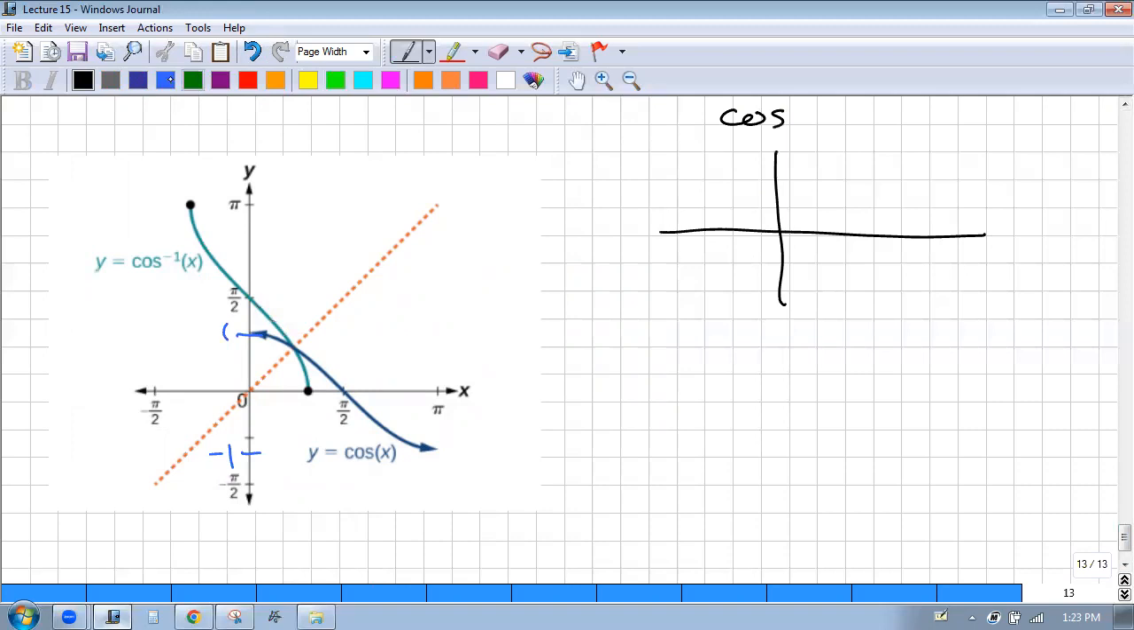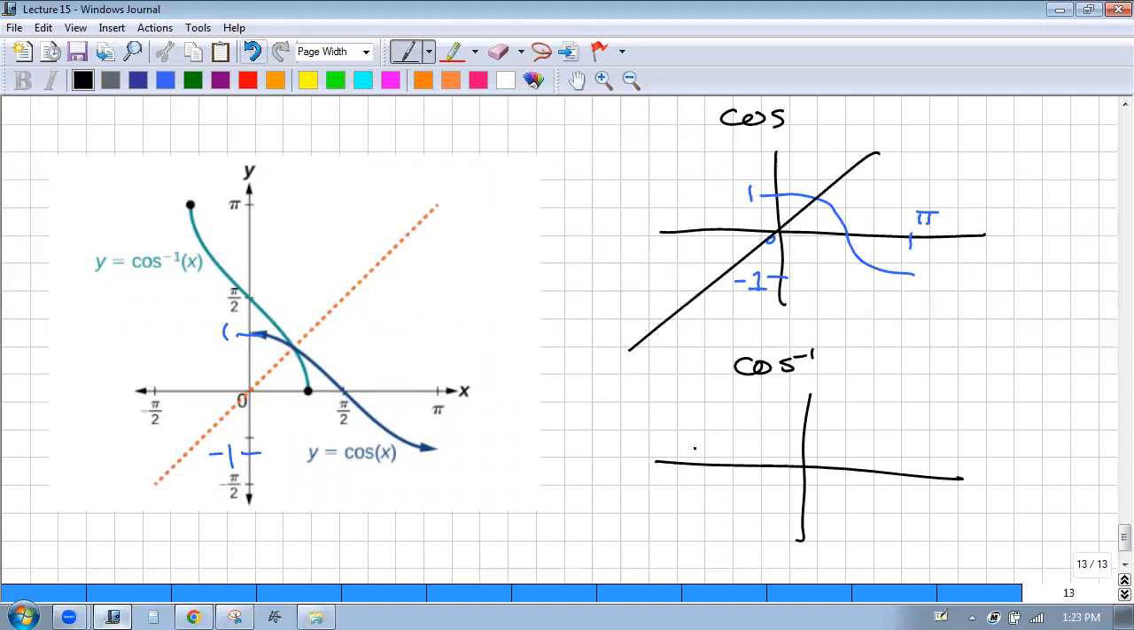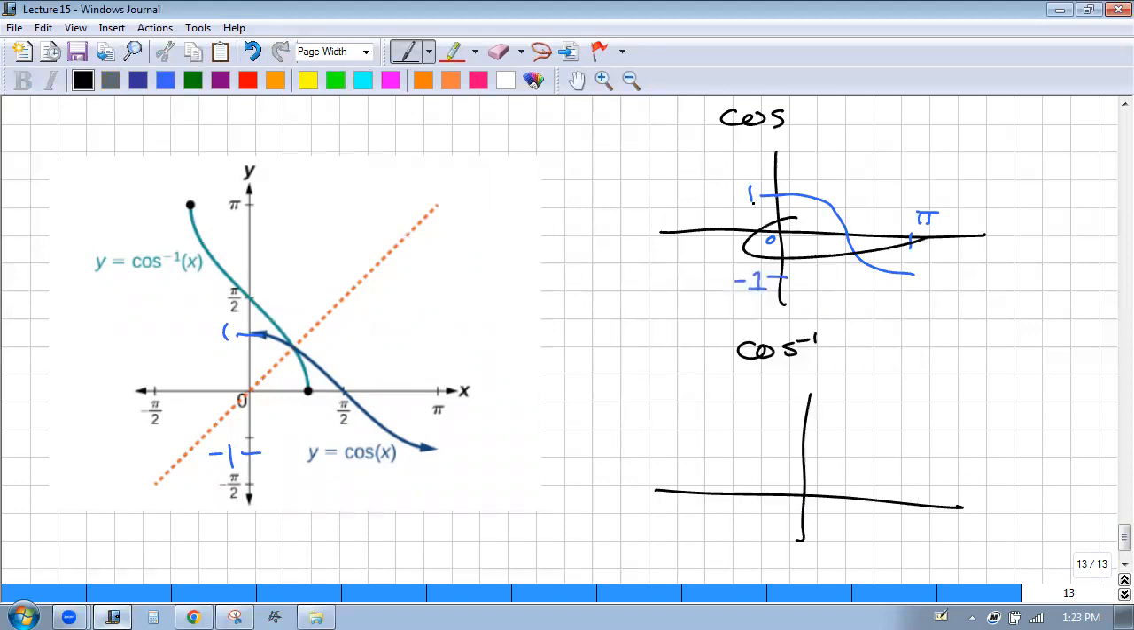So here's cosine. We're fixating on just this piece that goes from 0 to pi, because it covers the full range, 1 to minus 1, okay? So we take that and we want our inverse. We just flip it over this line, boop. So 0 to pi used to be our domain. 0 to pi is now our range. Minus 1 to 1 used to be our range. Minus 1 to 1 is now our domain.